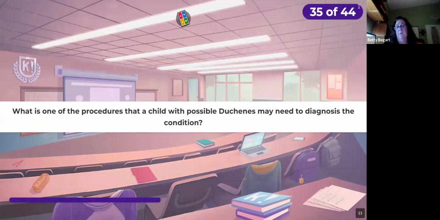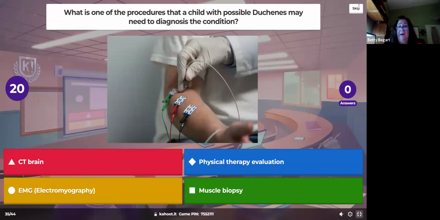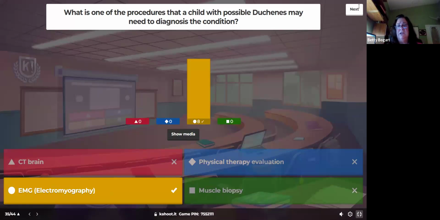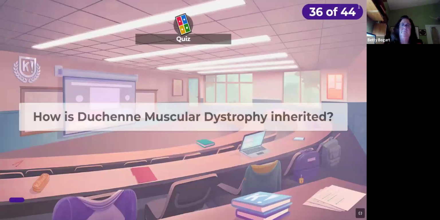One of the procedures that a child with possible Duchenne's may need to diagnose the condition is called what? And you can see this one has little tabs, and he also is using a little needle, like an acupuncture needle. And they use all different things to monitor it and look at this stuff. And it's called an EMG. Remember, post this procedure, these children look like they've run a marathon. Make sure you give them something like some Tylenol or some Motrin.